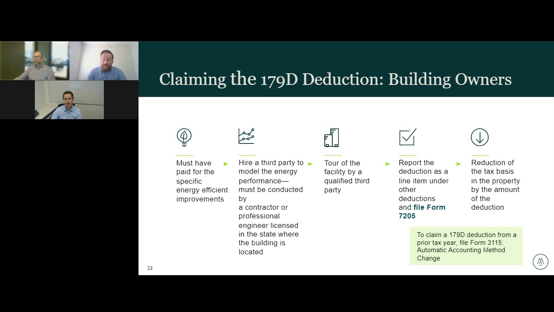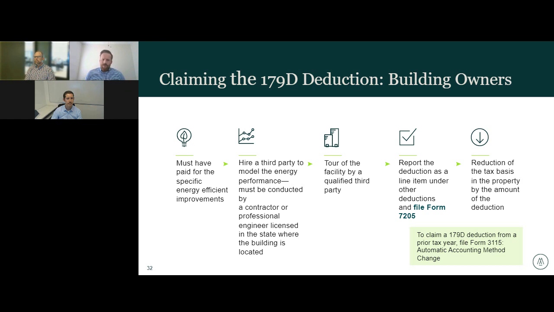A certification and report are then issued, and then you claim the deduction under the other deductions category while also filing a new Form 7205. And this was a new requirement introduced for tax year 2022.